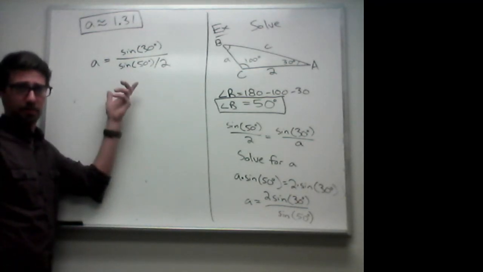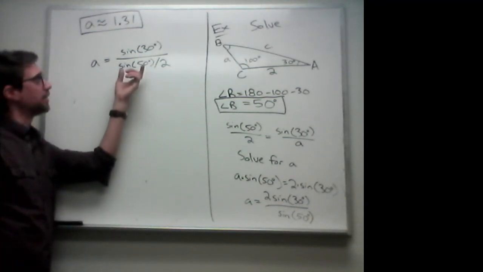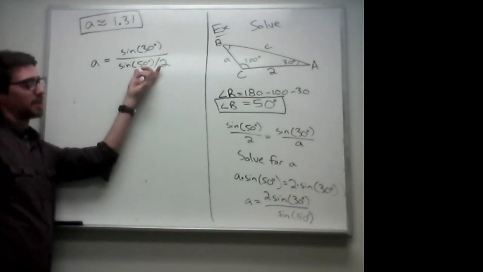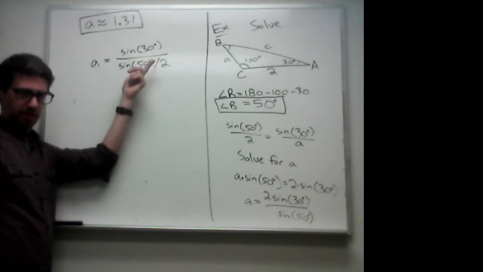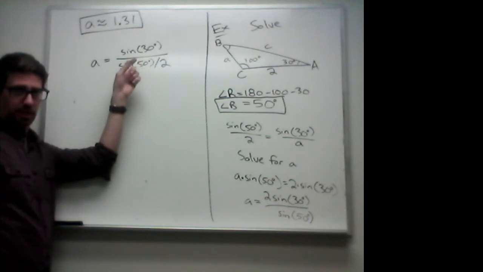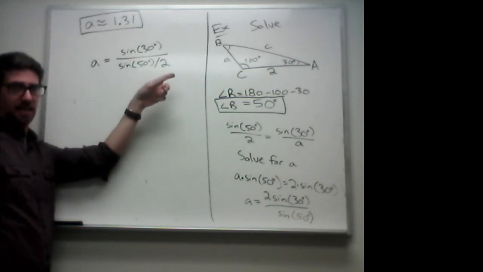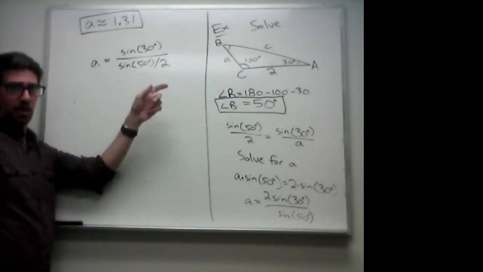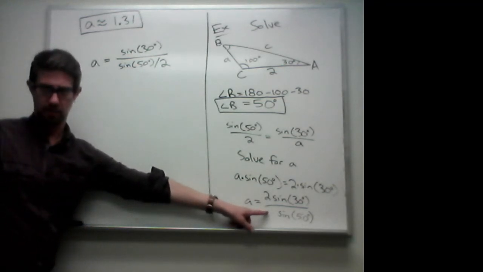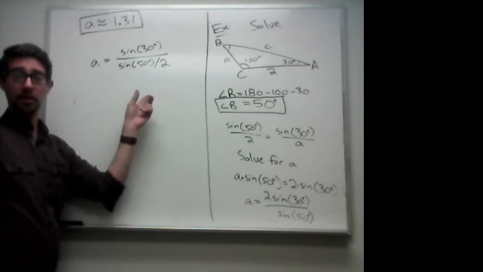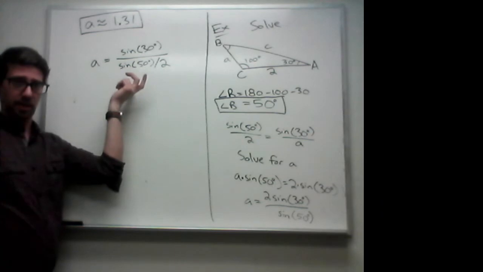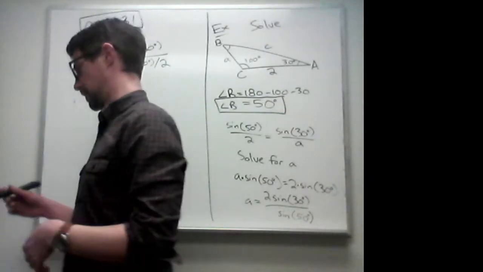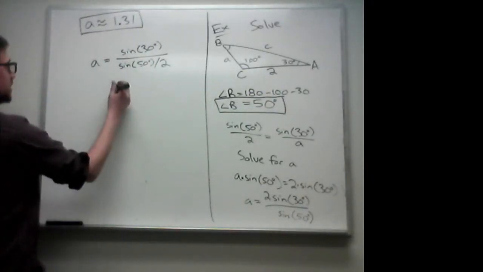And now there's a couple ways you can think about this. You can think about that as, okay, if dividing by a fraction is the same thing as multiplying by the reciprocal, so I can think about this as sine of 30 times 2 over sine of 50, which, would you look at that? That's exactly what we have here. Or your calculator actually can do a compound fraction like this. I don't have a way right now of holding the calculator up to the screen and having you see it.